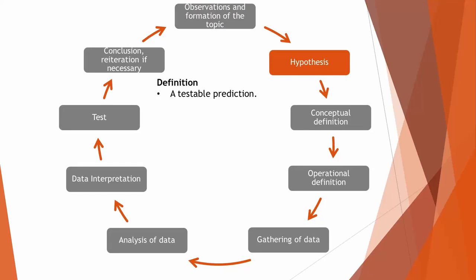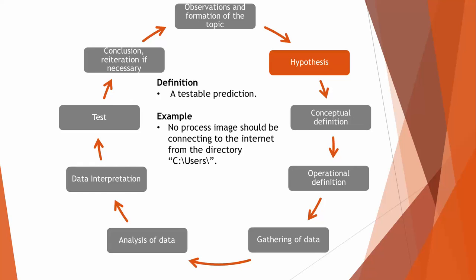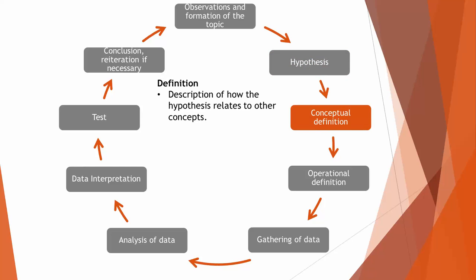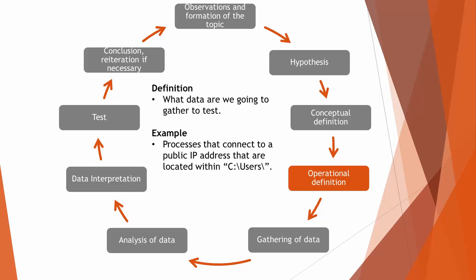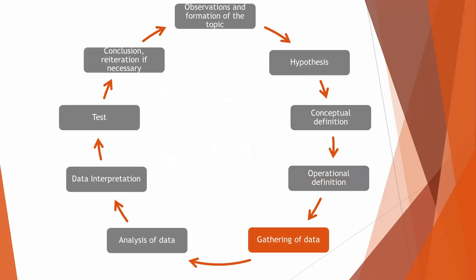Hypothesis, this is a testable prediction. In our example, we're going to say no process image should be connecting to the internet from the directory C:\Users. Conceptual definition, this is how our hypothesis relates to other concepts. In our example, most malware runs within the C:\Users directory. Observational definition, so this is what data are we going to gather to test. In our example, we're going to gather processes that connect to public IP addresses that are located in C:\Users.